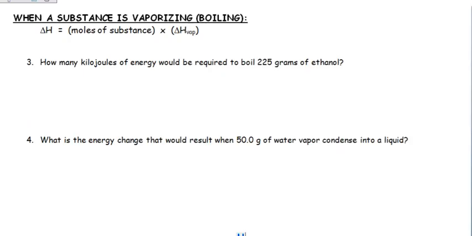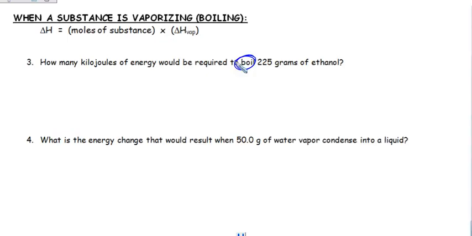How many kilojoules of energy are required to boil 225 grams of ethanol? Okay, so again, there's no temperature data, so I cannot use the equation that has delta T. Instead, if there's no temperatures, look for a phase word. Kilojoules required to, there she is, boil the ethanol. So boiling is heat of vaporization. Any change that goes from a liquid to a gas.